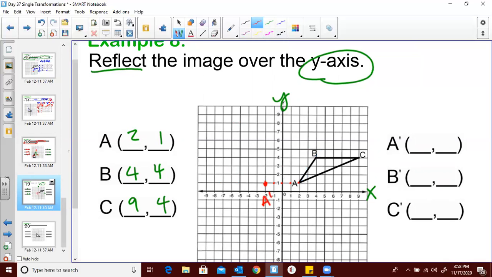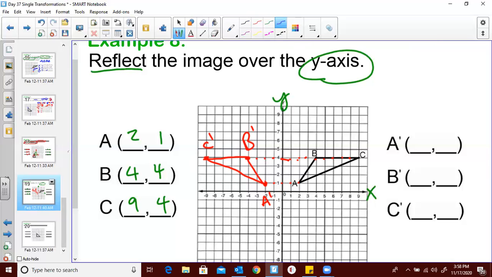B, I'm going to go 1, 2, 3, 4. And it took me 4 to get there, so I go 4 past it. 2, 3, 4. And that's going to be my B prime. And C, the same thing. 1, 2, 3, 4, 5, 6, 7, 8, 9. And when you do that, your C prime will end up way over here. All right, if you wanted to draw your figure, you could see that this is, in fact, the same figure. All right, and all we have to do is find what our points are.